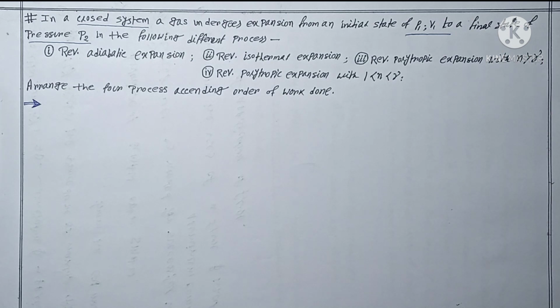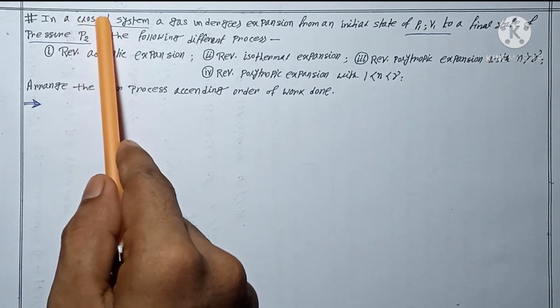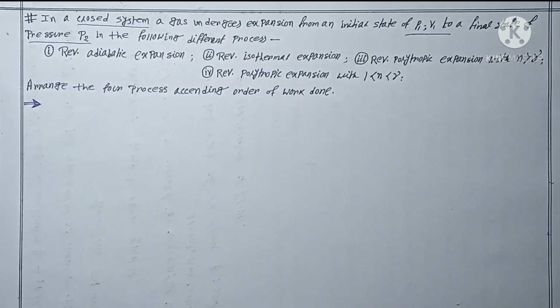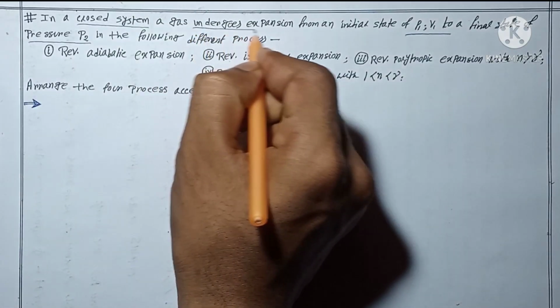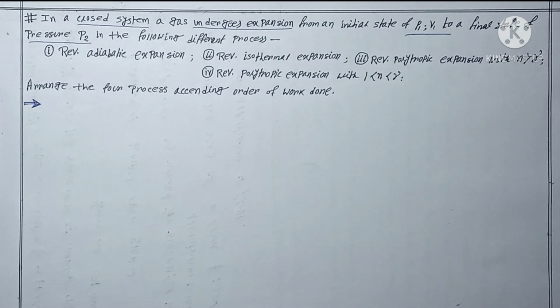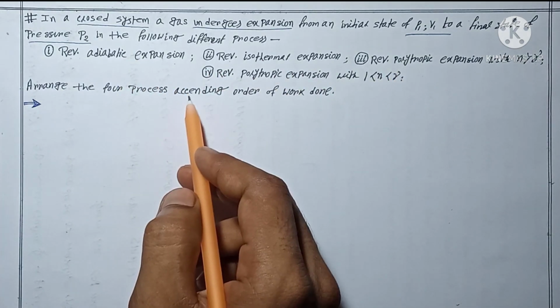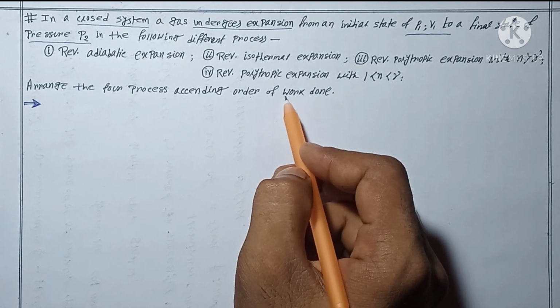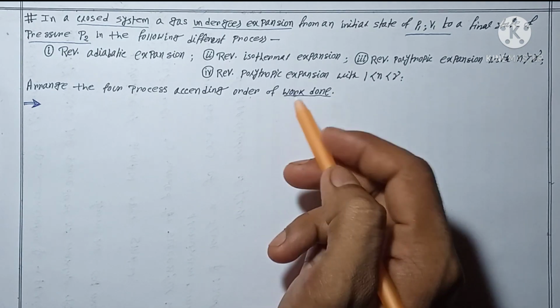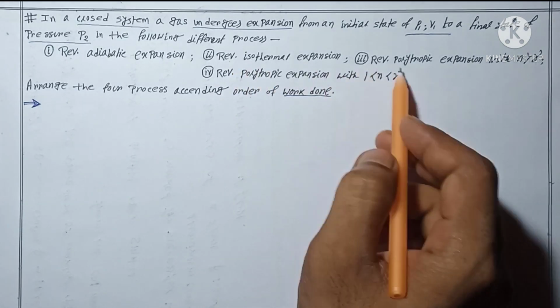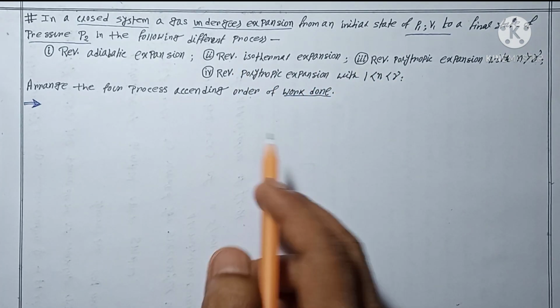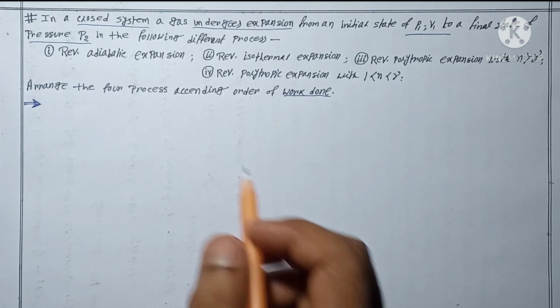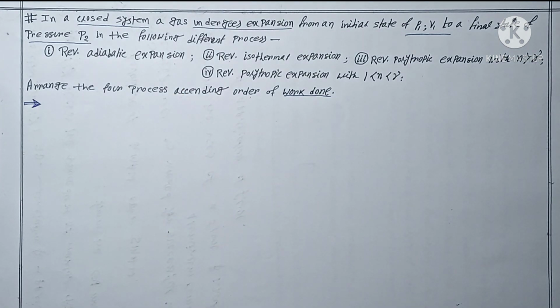First, the system is a closed system, and the closed system undergoes expansion. Expansion means we will get some amount of work. Now we have to arrange all these processes in ascending order based on their work done. During expansion, based on how much work we get from each and every process, we have to arrange them in ascending order, meaning the work done in each process will be in increasing order.